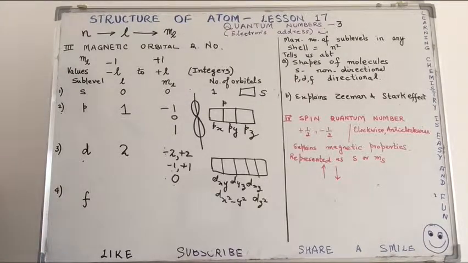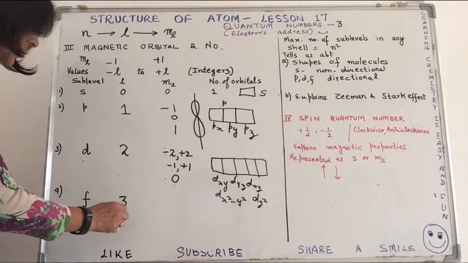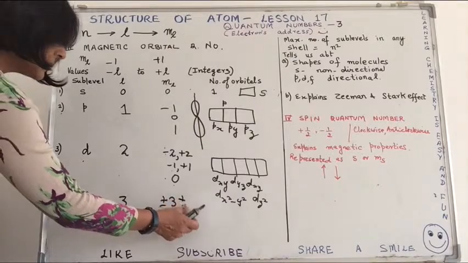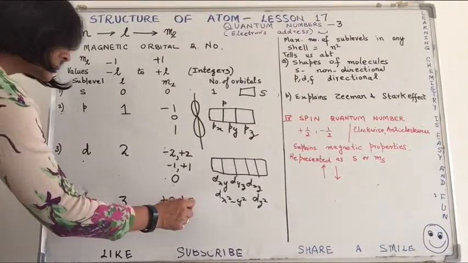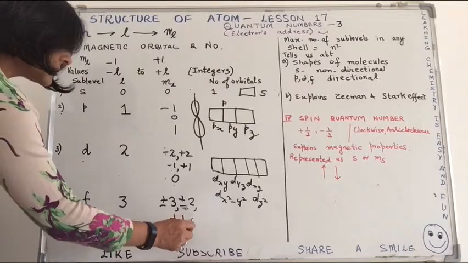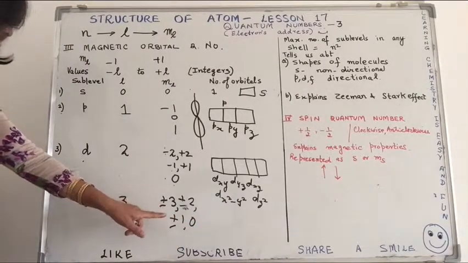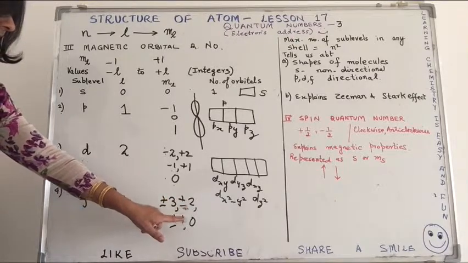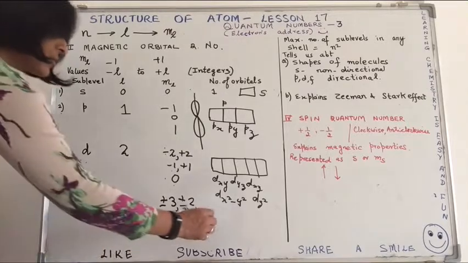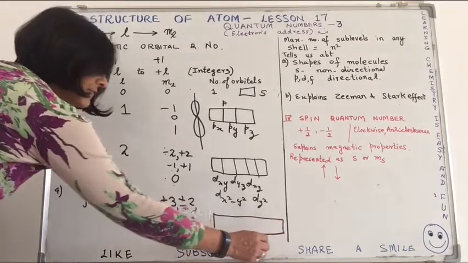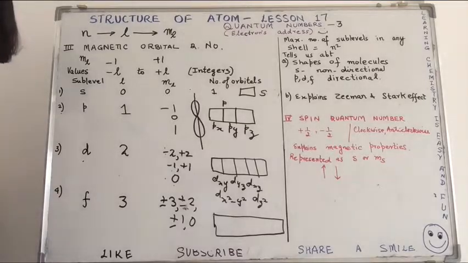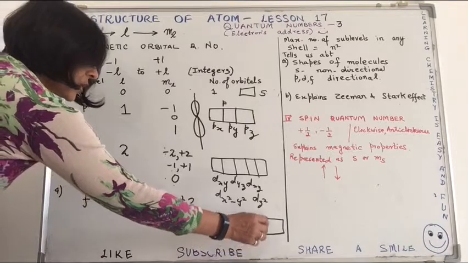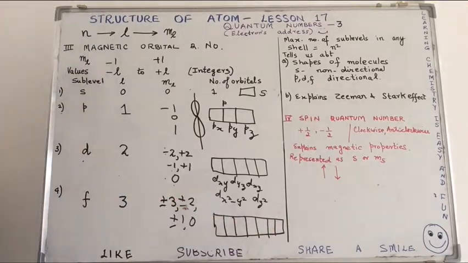Now try for F. L for F will be 3. So you'll have ±3, ±2, ±1 and 0. So in all, how many values of ml are there? 2, 4, 6 and 7. So your F sublevel is divided into how many orbitals? 7. So 1, 2, 3, 4, 5, 6 and 7. Right?